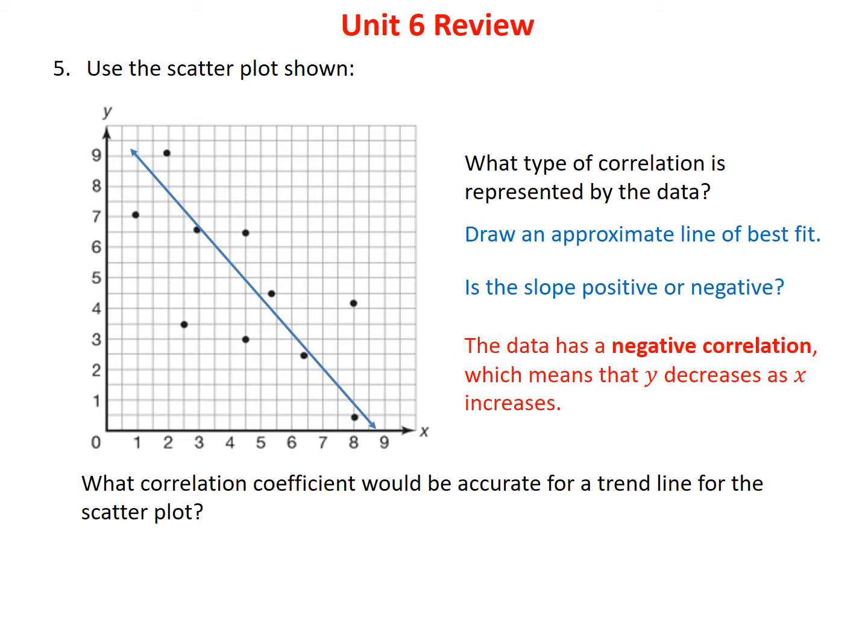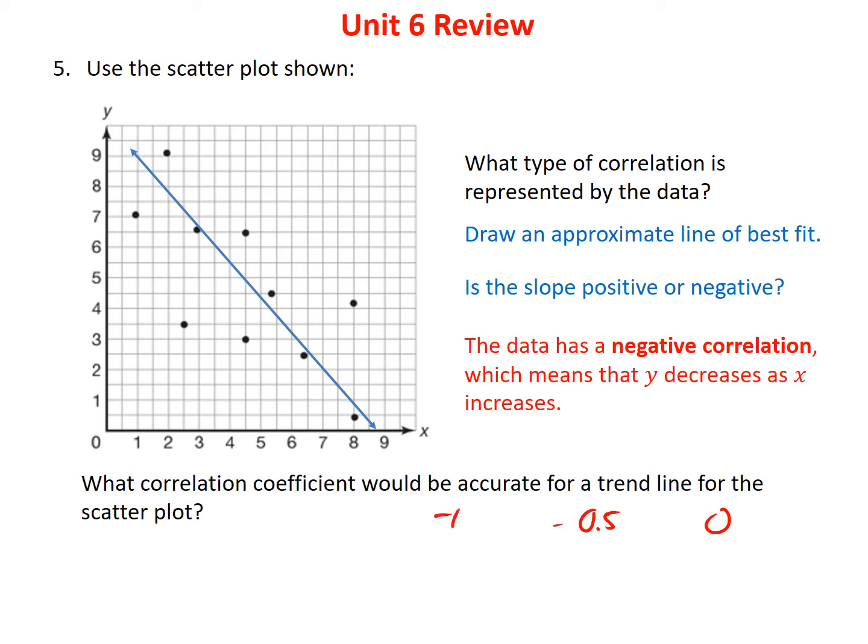But when we talk about correlation, what we're really asking is what happens to y as x increases. And you notice here, as x increases, y decreases, thus giving us that negative slope or negative correlation. So this would be a negative correlation. The second part asks us, what's the correlation coefficient that would be accurate for the trend line for the scatter plot? Well, when we ask the coefficient, you need to realize that first of all, it's going to be negative because it's going down. And so our choice is between 0, and let me just put some numbers here, minus 0.5 and minus 1.